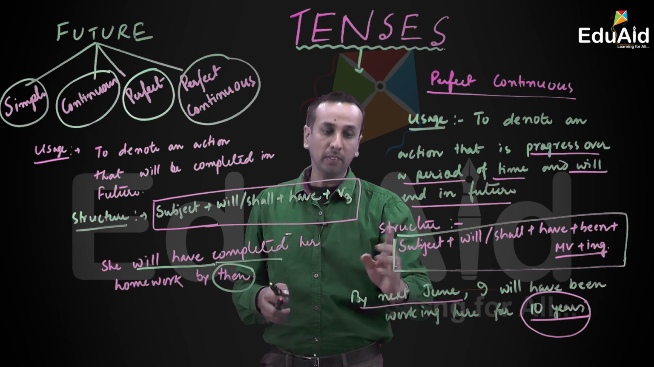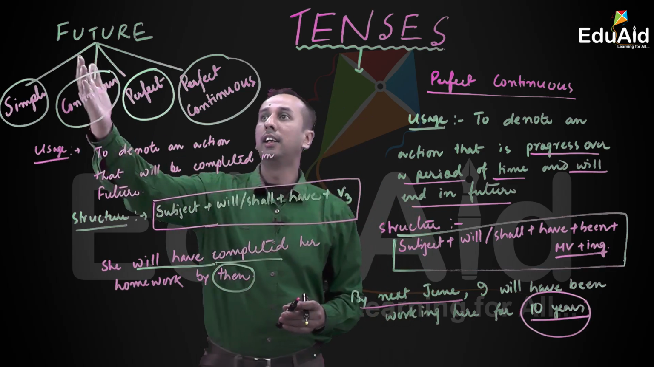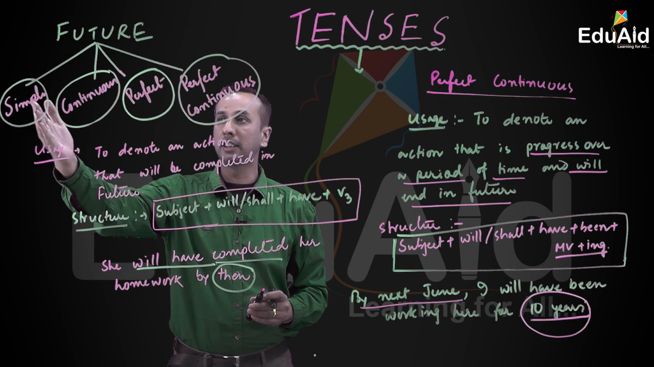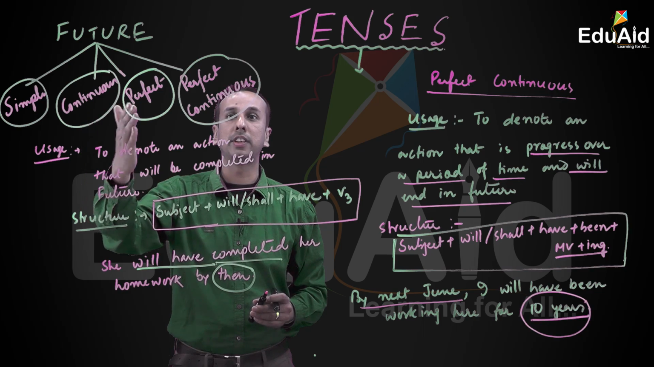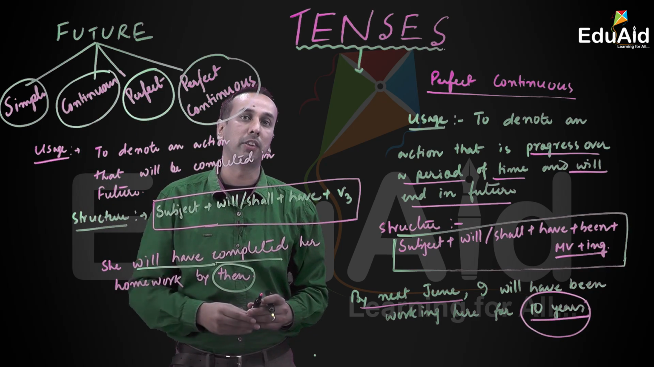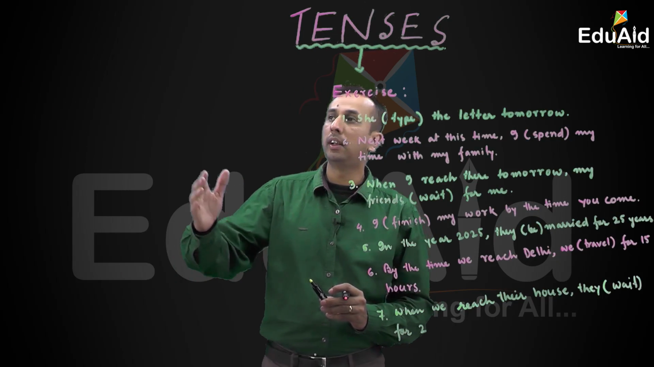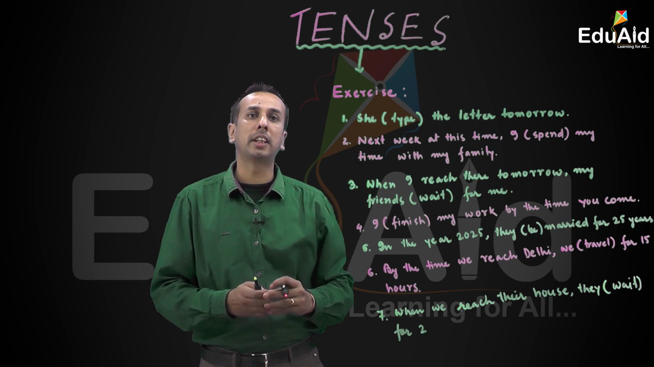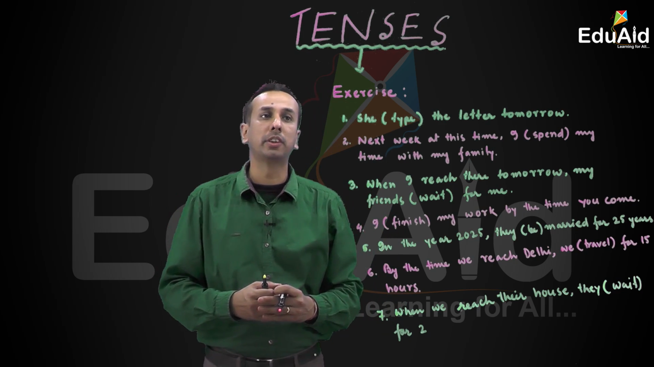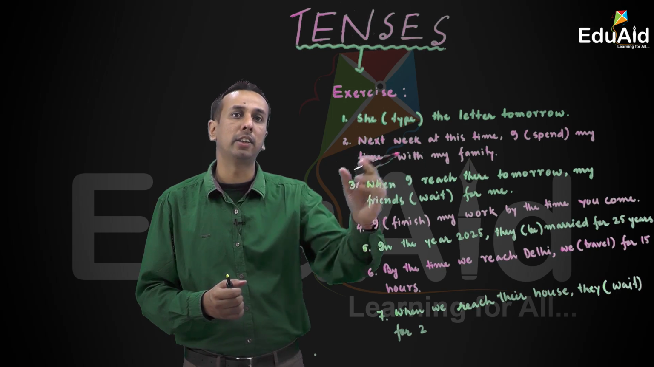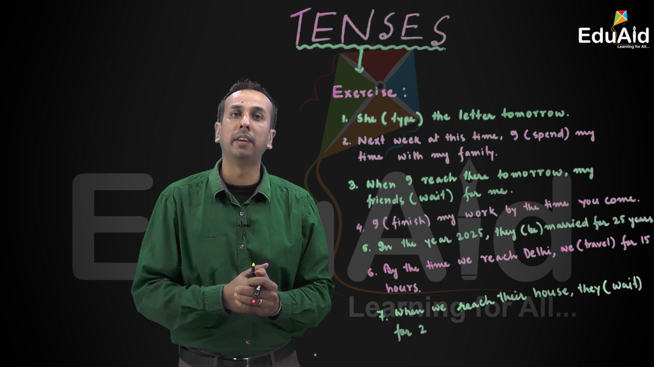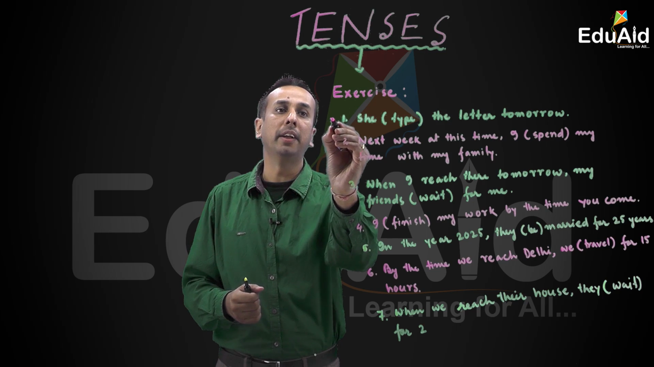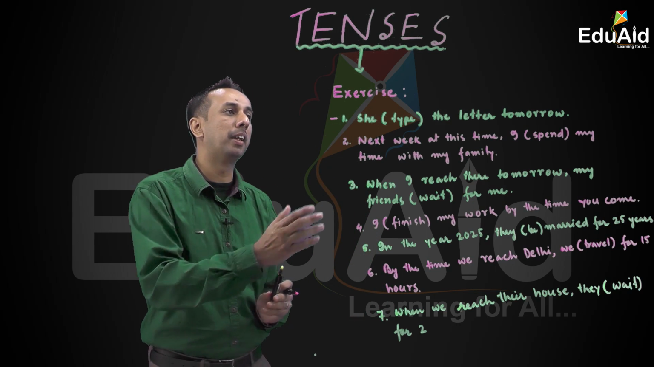So this is in a nutshell the uses, the different classifications of future tense being discussed: simple future, future continuous, future perfect continuous tense. So after going through the future tense in detail, now let's concentrate on some of the questions that have been given on your screen that are solely designed on the uses of the different types of future tenses. Let's concentrate on question number 1, which says, she typed the letter tomorrow.